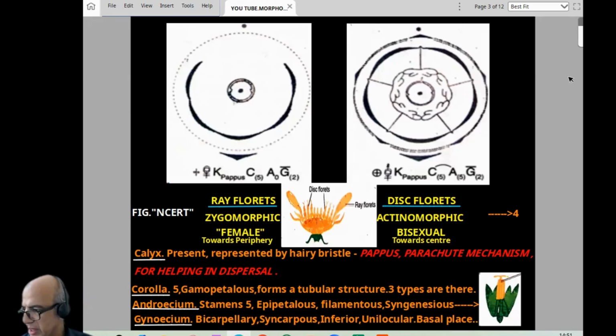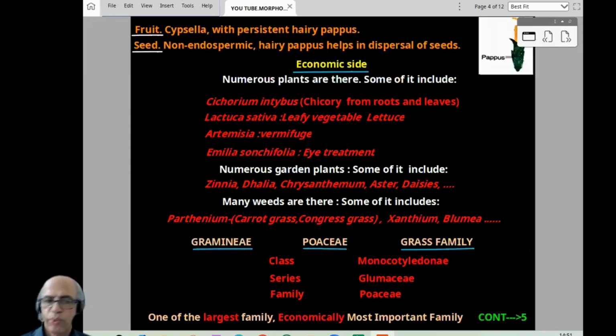I think up to that it is clear. Now coming into fruit. Fruit is famously Cypsella, with the persistent hairy pappus that helps in dispersal. Seed, non-endospermic, as in a dicot family. Hairy pappus helps in dispersal of seeds. That is regarding the description part.